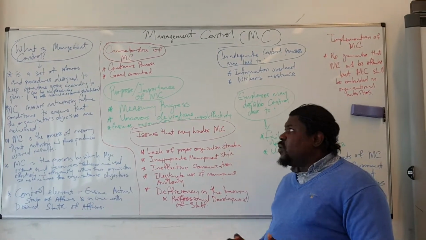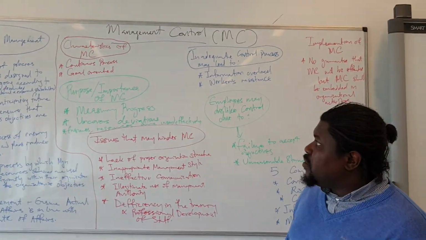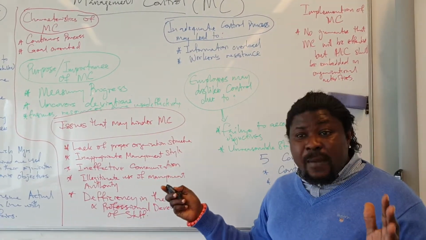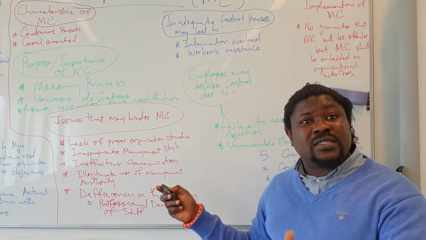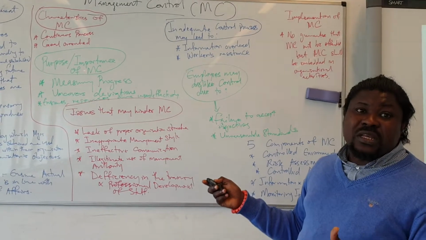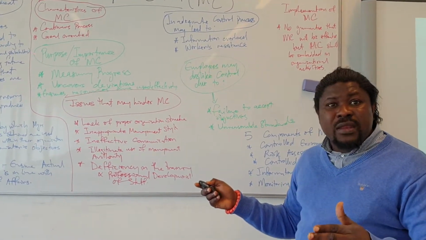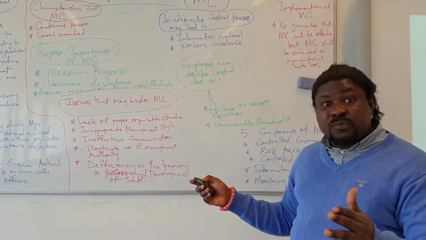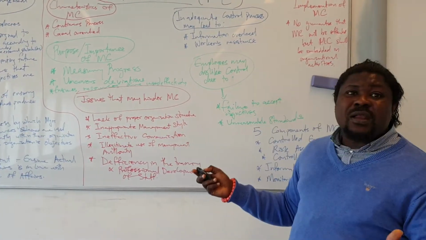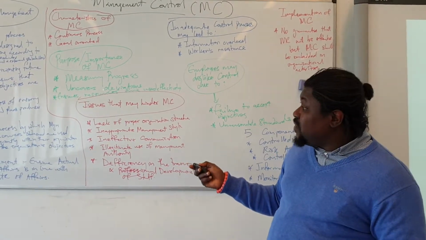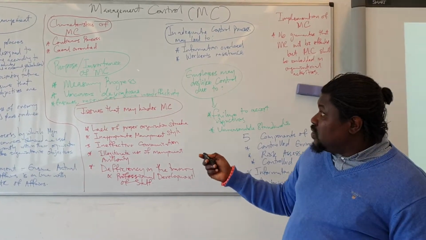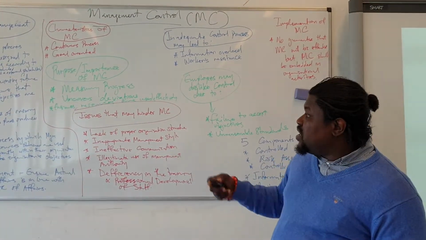What is the purpose or the importance of management and control? It helps us to measure progress. With management and control, you are able to say if there is progress within the business organization. It helps us to uncover deviations. So if the organization is going against its plans or its own business objectives, we can quickly spot that. So it uncovers deviation, and it helps us to ensure that resources are used effectively. So these are the purposes and importance of management and control.